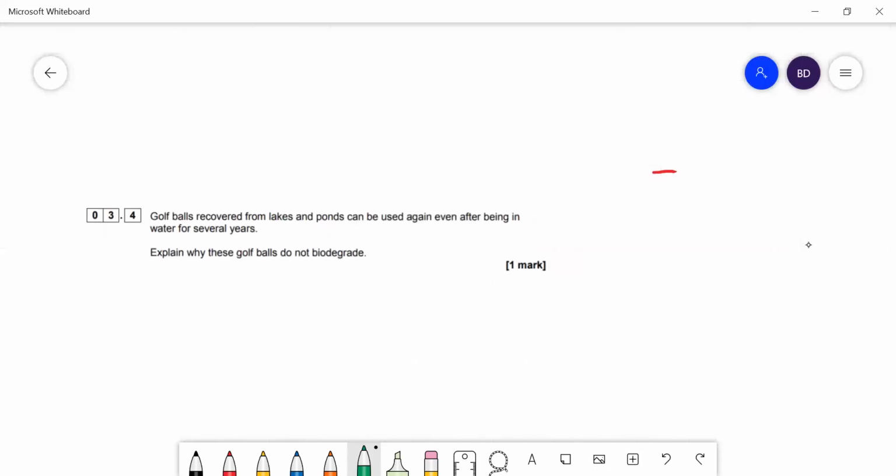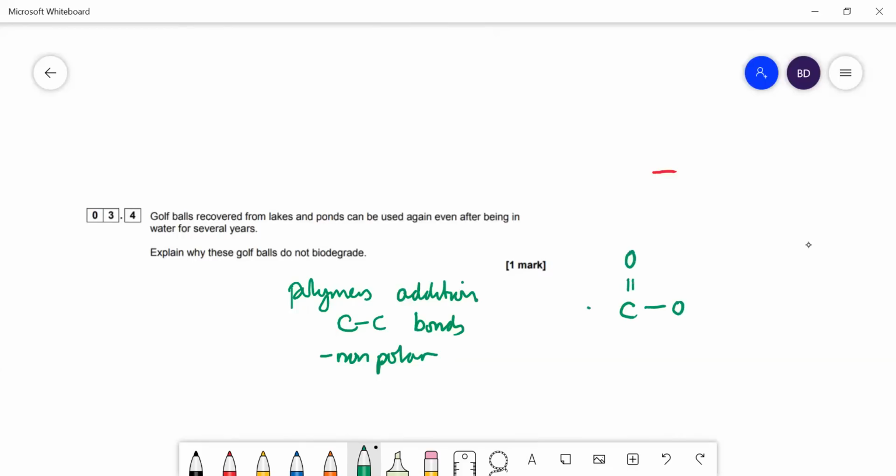Golf balls can be recovered from lakes and ponds. Why do they not biodegrade? It's because all the polymers are addition polymers. So that means you've only got carbon-carbon bonds, and they can't be broken because they are non-polar. They usually ask this question comparing it to condensation polymers. Of course, in a condensation polymer like a polyester, you have got a polar bond there, and they can be broken by nucleophiles. It doesn't ask that though. All you have to say is that those carbon-carbon bonds can't be broken because they are non-polar.